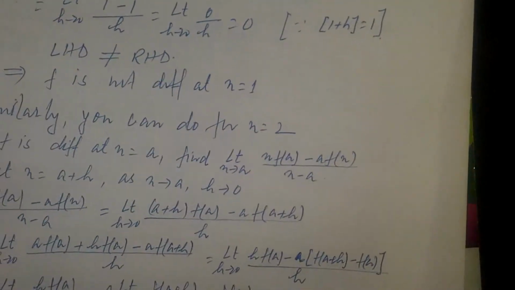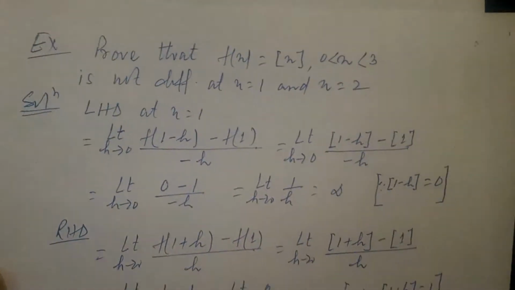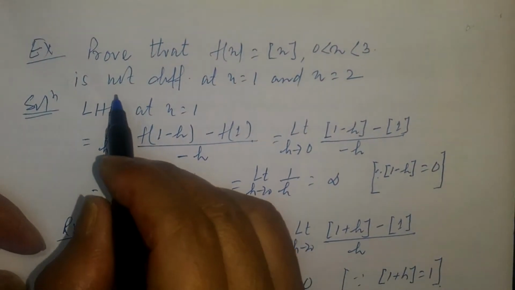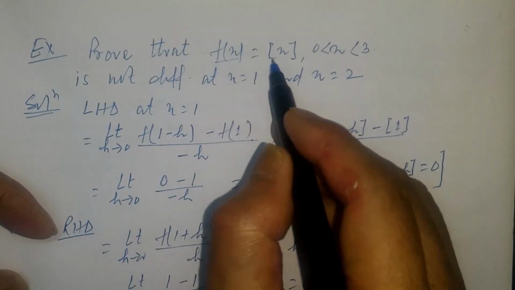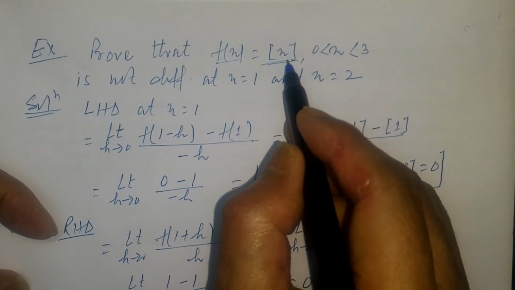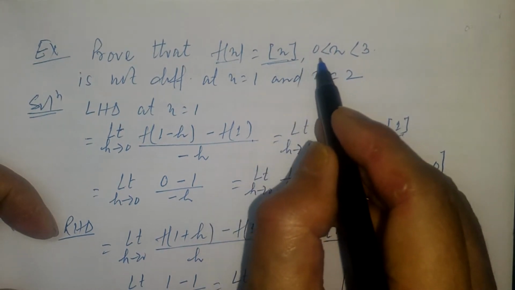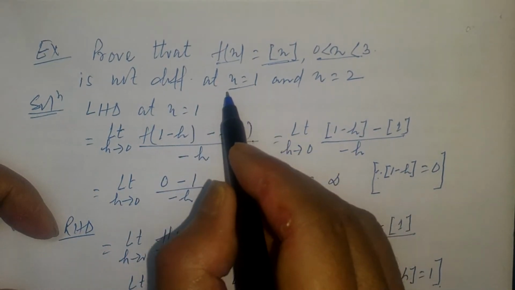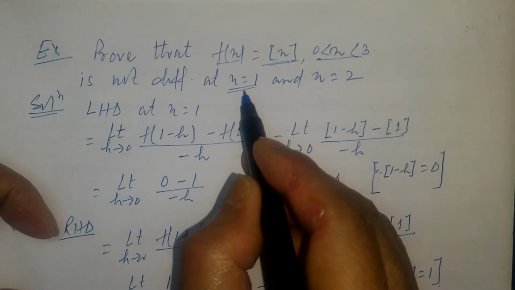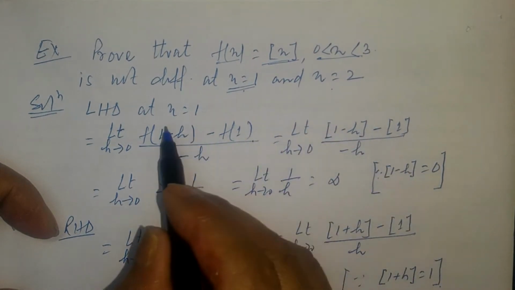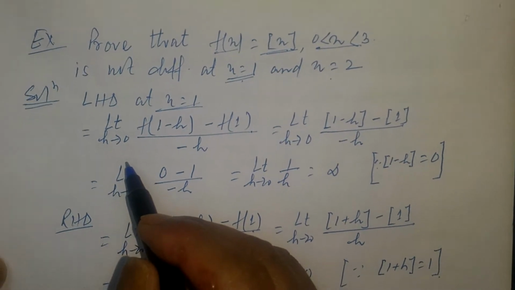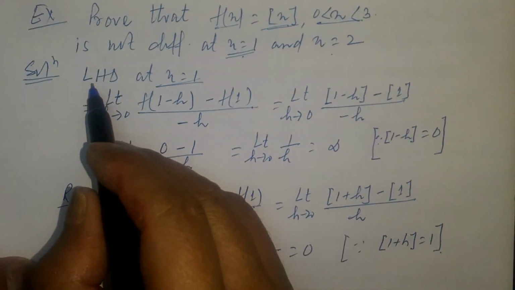Now we'll be seeing an example. How do we check the differentiability of a function at a point? A very important question here: f(x) equal to [x]. Box x means the greatest integer function. We also write it as GIF. Here the domain has been given from 0 to 3. We need to check whether it is differentiable; it is not differentiable at x equal to 1 and x equal to 2. So we know if you want to check the differentiability of a function at a point, you have to go for the left hand derivative and the right hand derivative.